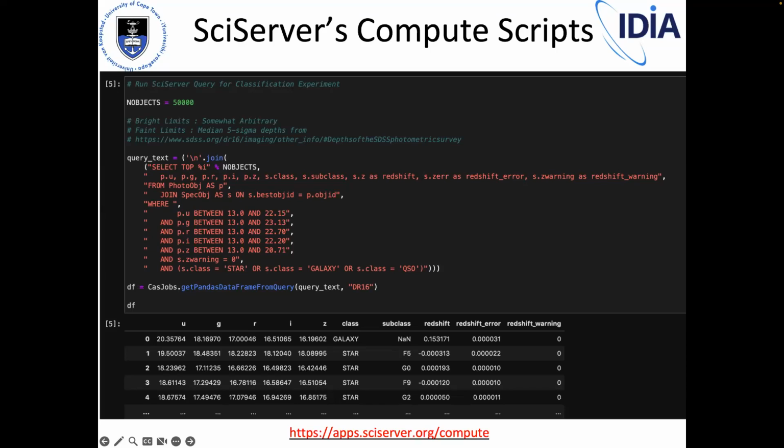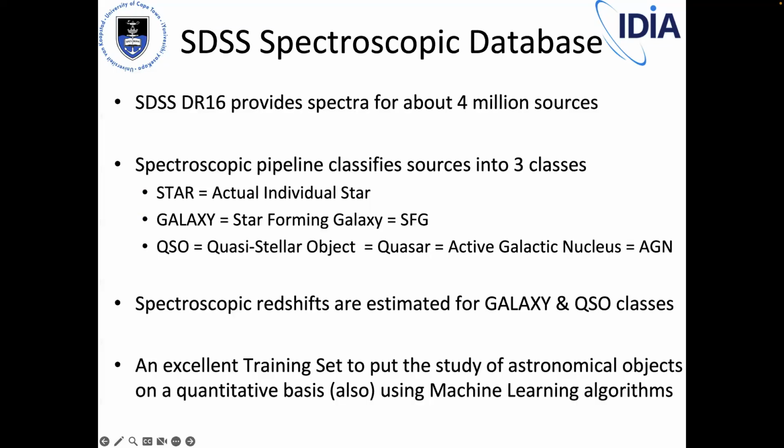And then you can use the CasJobs Python tool to create a pandas data frame from the query, so that you can then visualize the magnitudes, the class of the source, which can be galaxy, star, or quasar, and then some of the subclasses and the redshift where available. So when you do that, you basically can get hold of the full SDSS spectroscopic database, which provides spectra for about 4 million sources. And the spectroscopic pipeline that SDSS produced classifies sources in 3 classes.